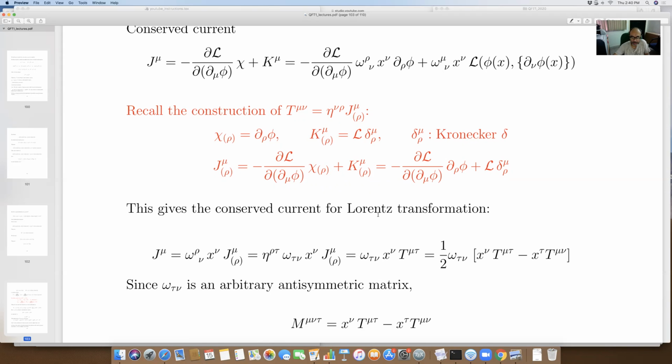So what we conclude is that the conserved current for Lorentz transformation, which we have been calling J mu, is given by omega rho nu x nu times J mu rho. The omega rho nu I can just rewrite as eta rho tau times omega tau nu. That's raising and lowering index. The reason that I have done that is because now this eta rho tau can be combined with J mu rho to write it as T mu tau. Because you want to write everything in terms of the energy momentum tensor. So you get this expression for J mu.